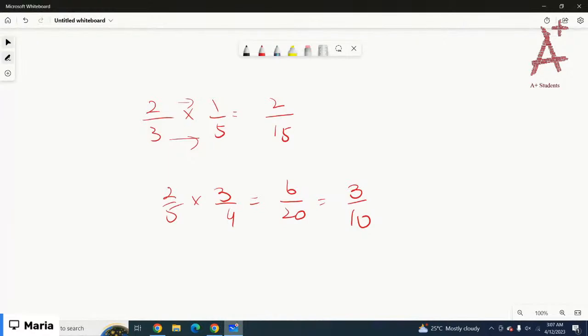Just look at this one. 2 times 3 and 5 times 4. Multiply the numerators of both the fractions, and then the denominators of both the fractions. It would be 2 times 3 is 6 and 5 times 4 is 20. Got it?